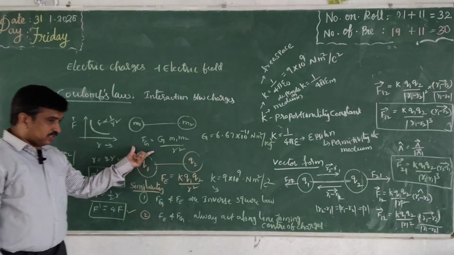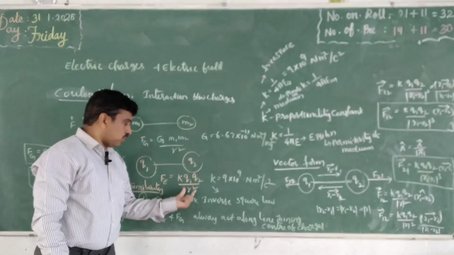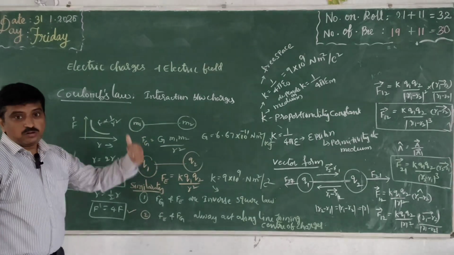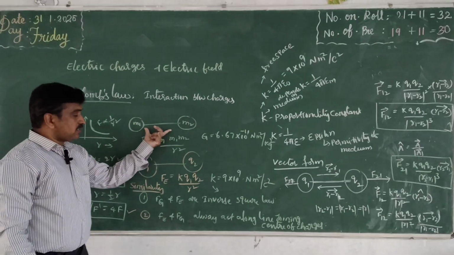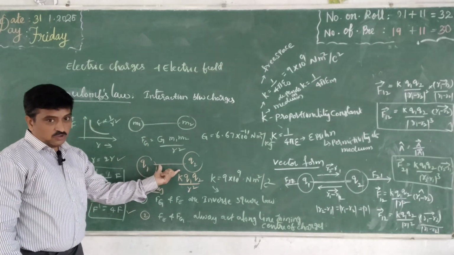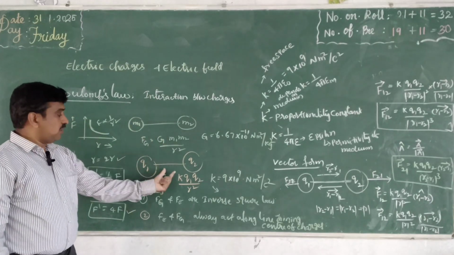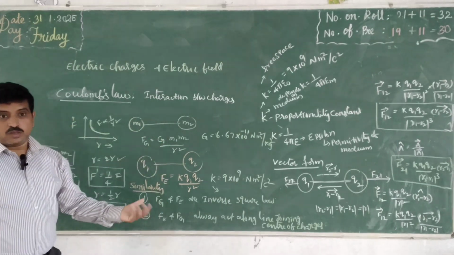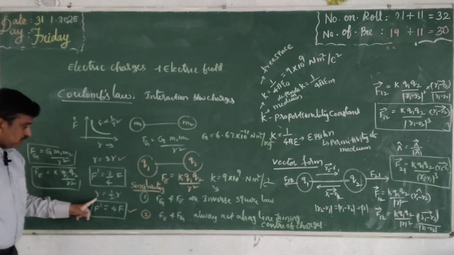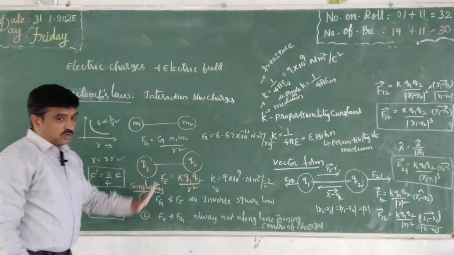Gravitational force is G m1 m2 by r square, electrostatic force is k q1 q2 by r square. Both are inverse square law. Why? Because they depend on distance. Distance increases, force decreases. Distance decreases, force increases. See here, distance 2r, force is F by 4. Distance is 1 by 2 r, force is 4F, it increases. So that's why these are inverse square law.